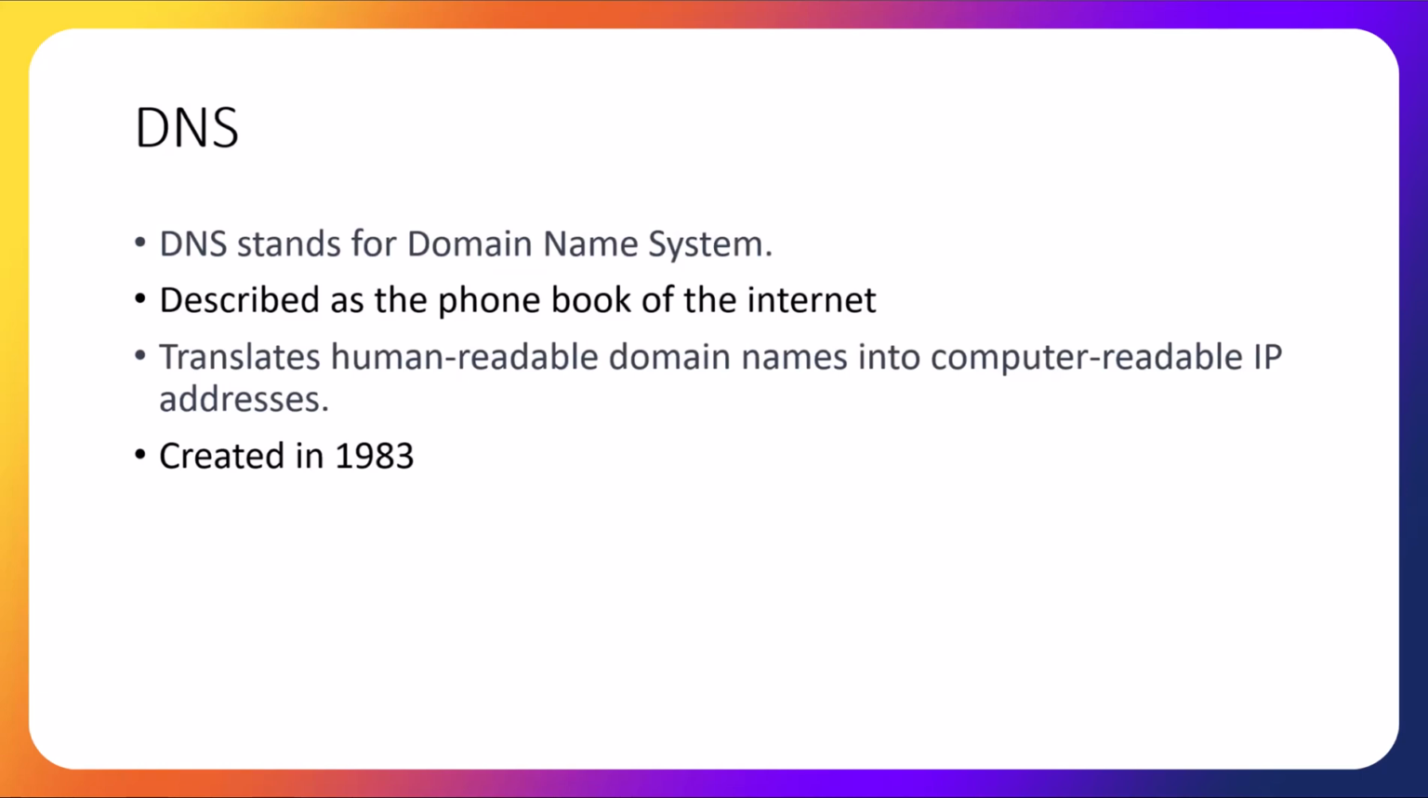Translate, basically, like I remember a friend's name. I don't remember their phone number. So I can look up their name and then get their phone number. Just like I know yahoo.com, but I don't know their IP address. And in fact, they may have several IP addresses. DNS was created in 1983.